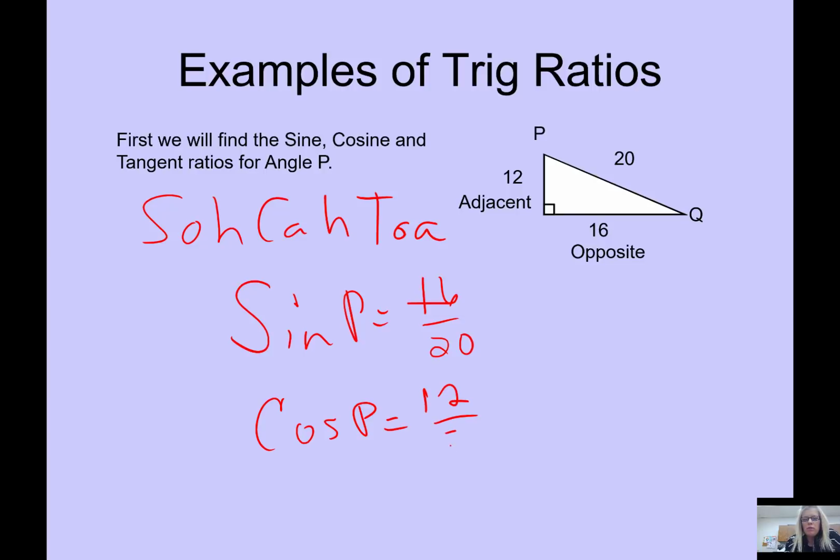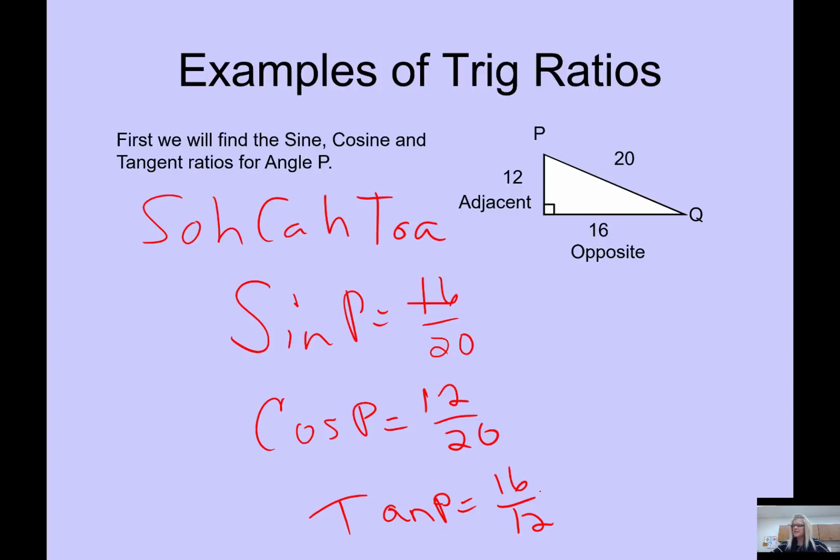So that would be 12 over 20. And last but not least, we have tangent of angle P, and that's going to be my opposite, 16 over 12. And you're like, Ms. Bravo, this is nuts. You're not even reducing. Do you need to reduce? No, don't waste your time.